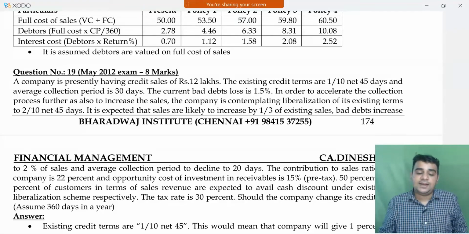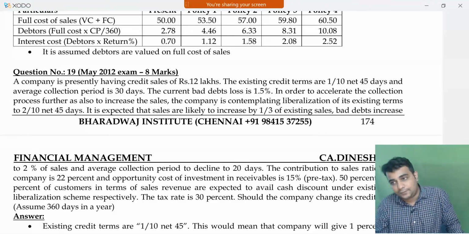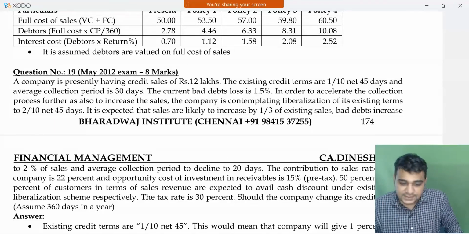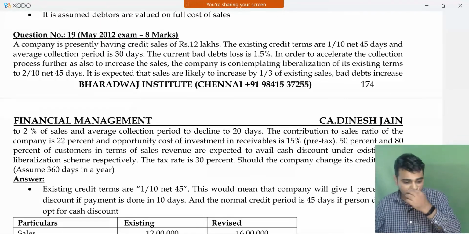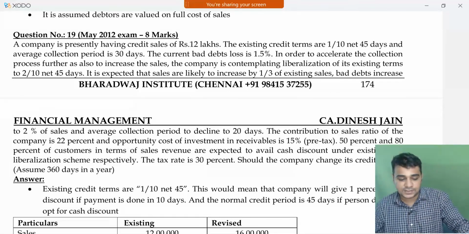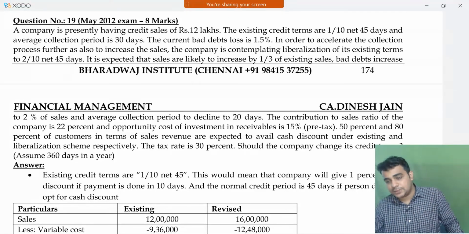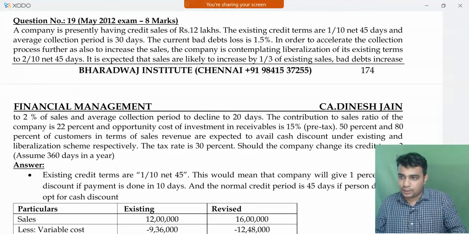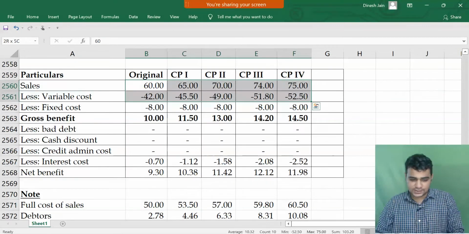In order to accelerate the collection process, the company is contemplating liberalization to 2 by 10 net 45. Instead of 1 by 10 net 45, I want to make it 2 by 10 net 45. Sales will increase by 1/3. Bad debt will increase. Collection period will decline. Contribution to sales is 22%. Opportunity cost is 15%. 50% of customers in terms of sales revenue are expected to avail cash discount under existing. Tax rate 30%. Should the company change its credit policy? I'm going to do this question also. Beyond this, I would want you to try it out. So the same format, I'm not going to do anything beyond this.